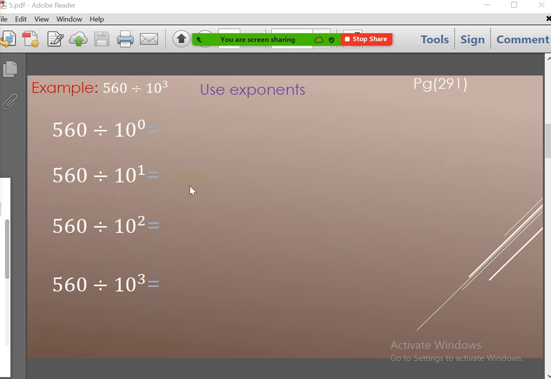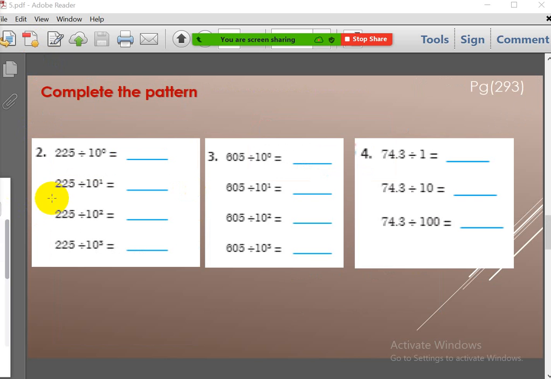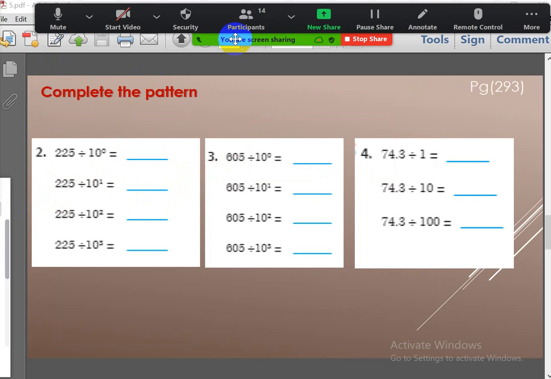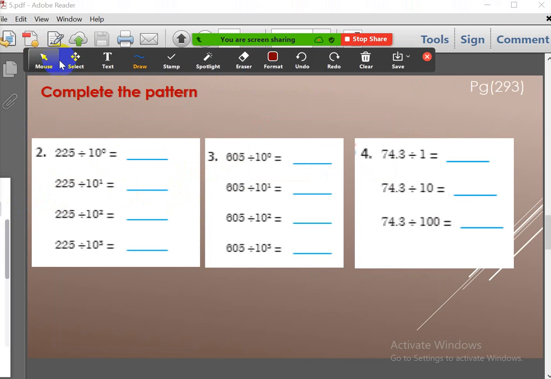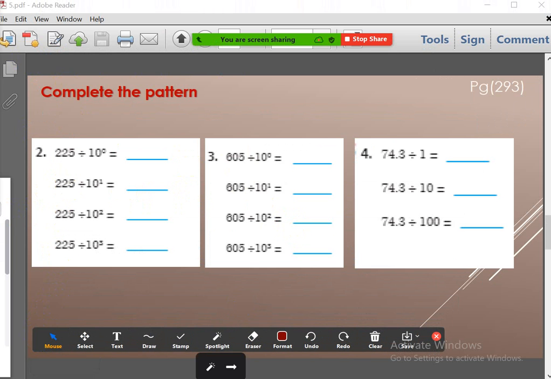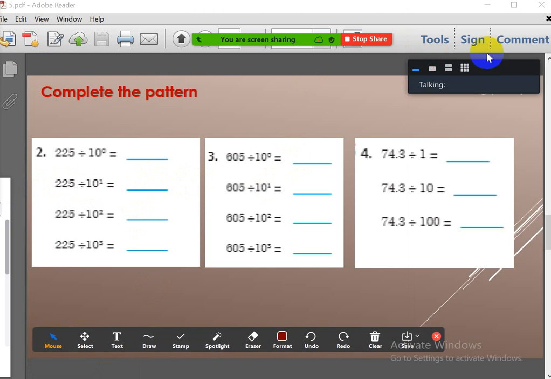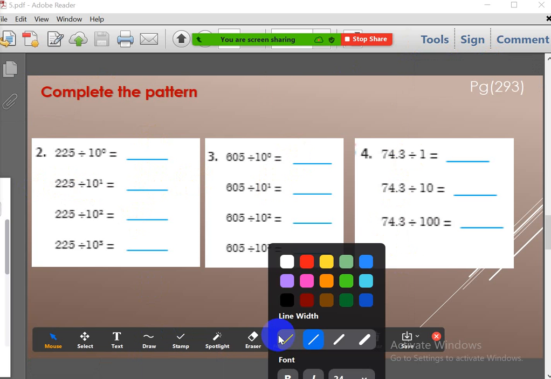So I think we stopped where? I think we did number 2 and 3, right? We did number 2 and 3. We solved those two exercises. Please tell me on the chat, please. Yes. So let's do number 4.